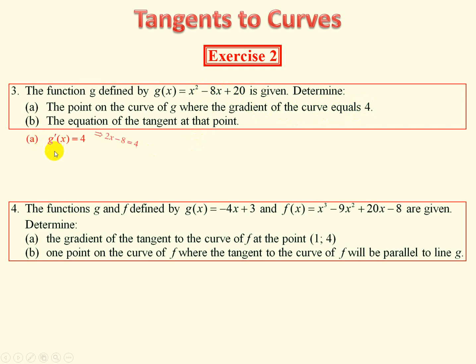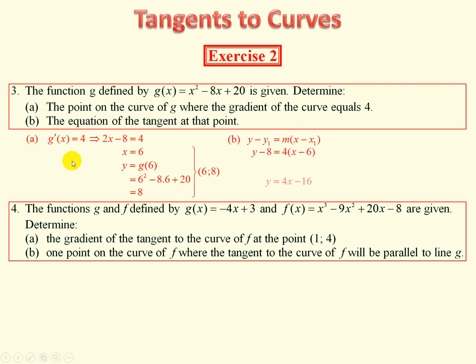So there we are. So we're going to put 2x minus 8, which is the derivative, equals 4, and we get x equal to 6. Now we need to find the point, and to find the point we need the y value, and to get the y value we have to substitute back into the original. There we are. So we now substitute 6 back into the original. So now we have our x1, y1, and we have our m being 4. Y equals 4x minus 16.